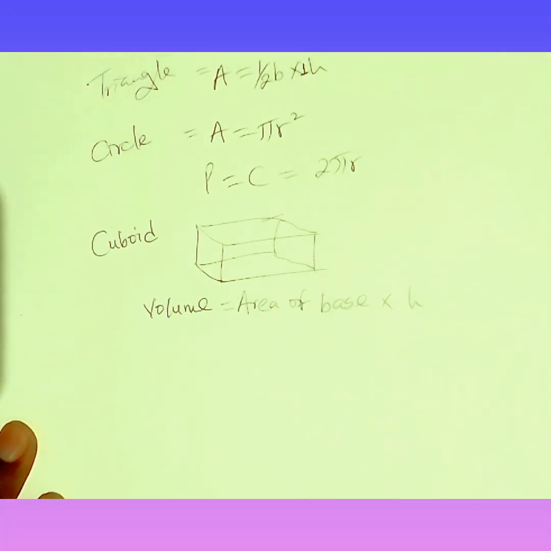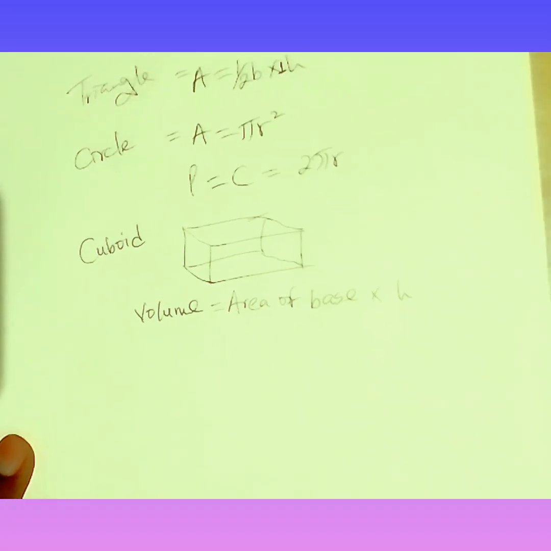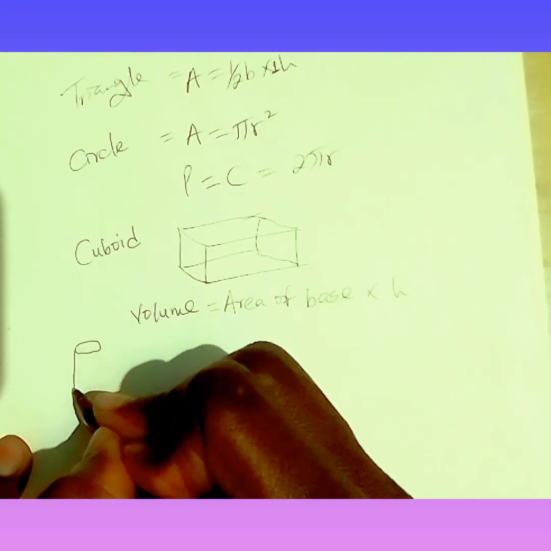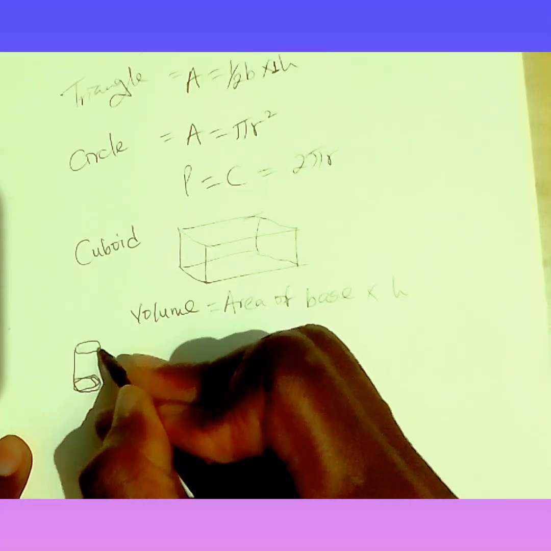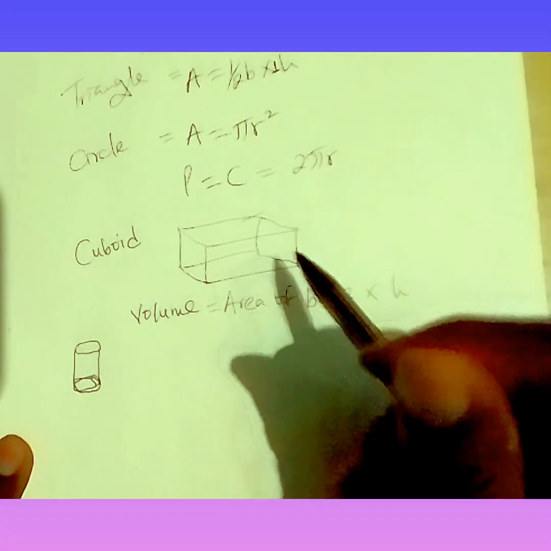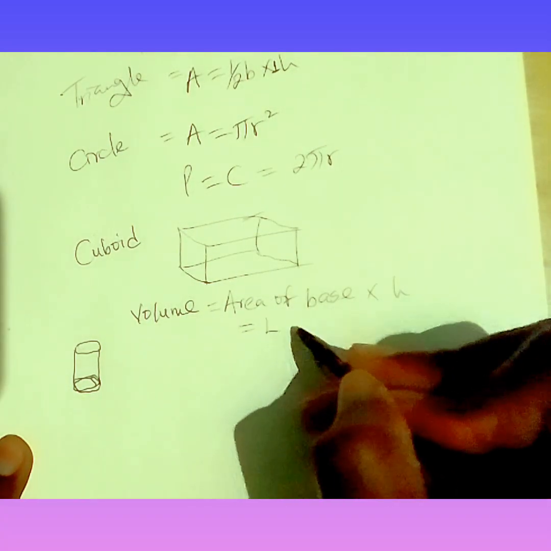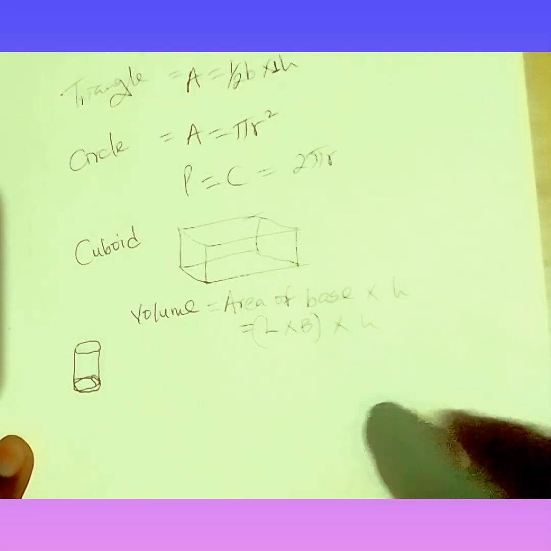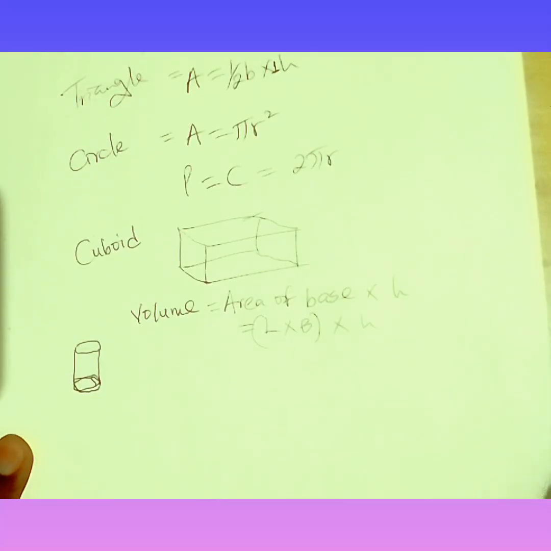Remember, the base must be that part that is congruent to the top. So if I'm using this as the base, it must be congruent to the top. That's the only way I can use this formula. So area of the base times the height forms my volume. Even for a cylinder, it is the same thing. This is a rough sketch of a cylinder. A cylinder has the top and the bottom being the same, a circle. In the case of the cuboid, the area of the base is a rectangle, so we have length times breadth times height. This also applies for a cube. A cube is when all the surface areas are the same.